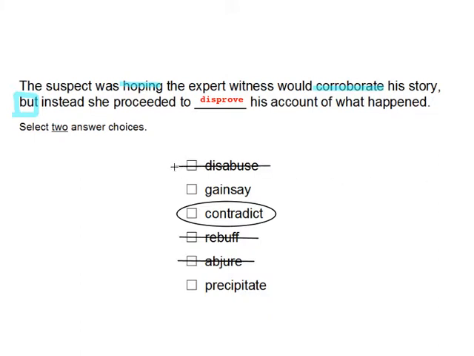Disabuse, you cannot disabuse an account either. You can disabuse a person of one of their beliefs, like you can disabuse a child of their belief in Santa. In other words, you can take away their belief in Santa, but you can't disabuse an account of something. And then perhaps precipitate, in at least a couple of its senses, not just rain falling from the sky, but leading up to something else. And we would be left with gainsay, which may be a word that you didn't know, or maybe you've seen it on a vocab list, or you've encountered it before.